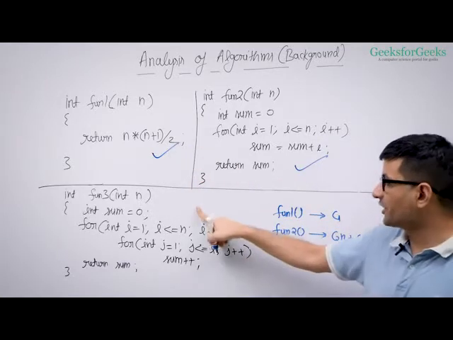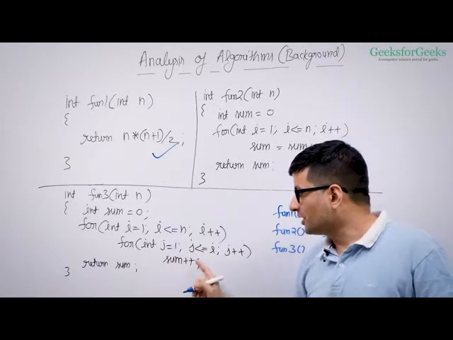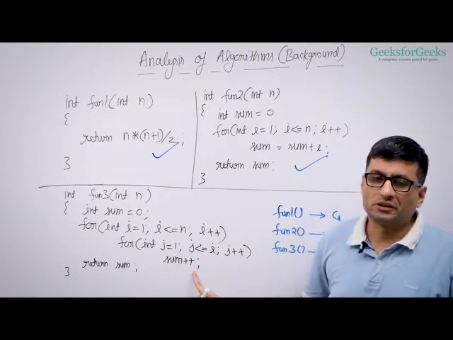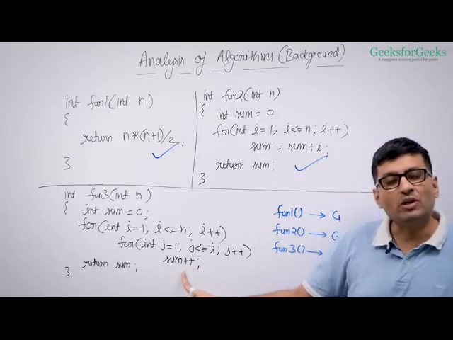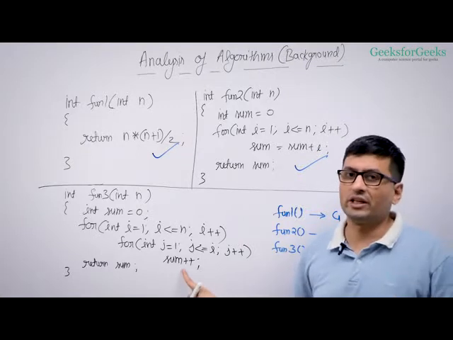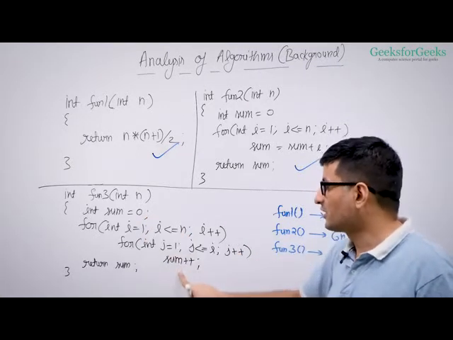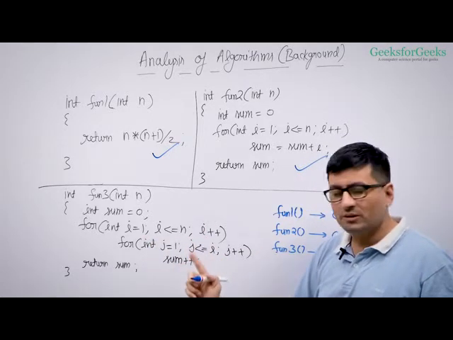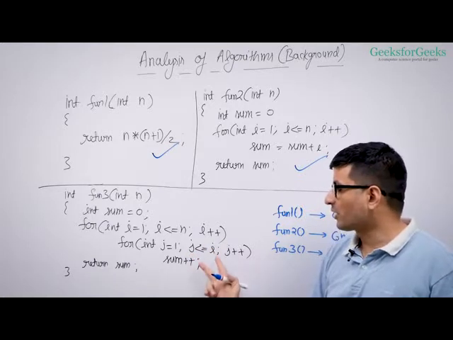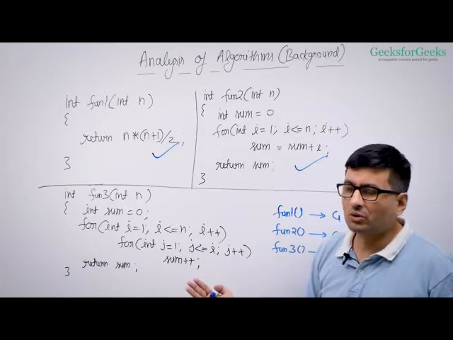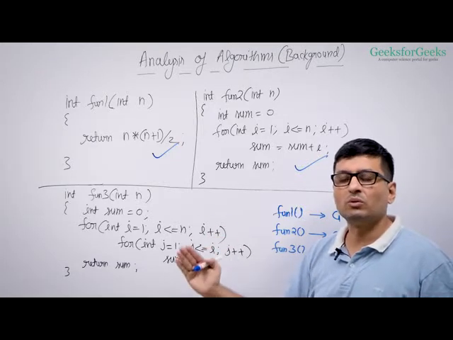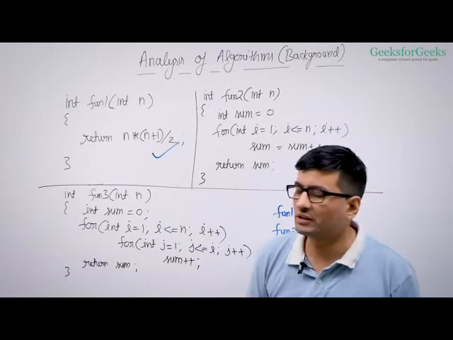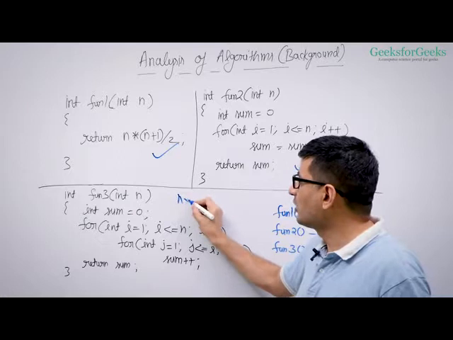Let us now see fun3. What happens in fun3? We have this sum plus plus operation that is going to happen how many times? It's going to happen n into n plus 1 by 2 times, because sum is going to get that value at the end, right? Sum is initialized as 0. You can also see that this inner loop will run 1 time for i equal to 1, 2 times for i equal to 2, 3 times for i equal to 3. So it's going to run 1 plus 2 plus 3 up to n, which has the value of the sum of first n natural numbers. So you have an expression that runs n into n plus 1 by 2.